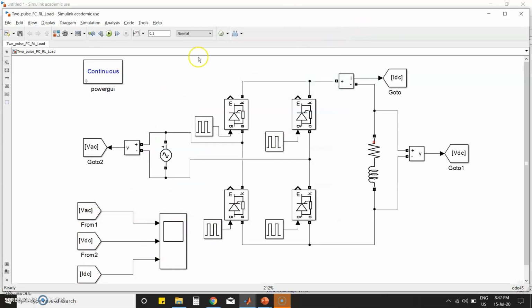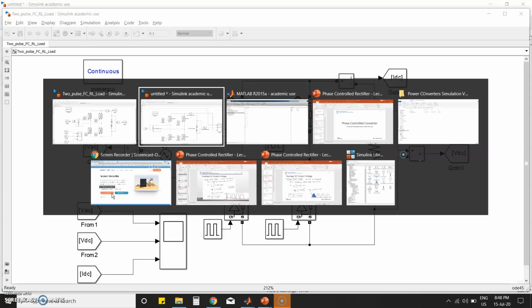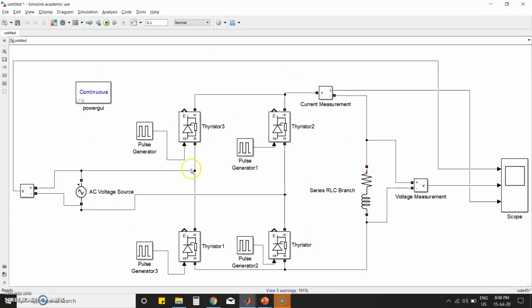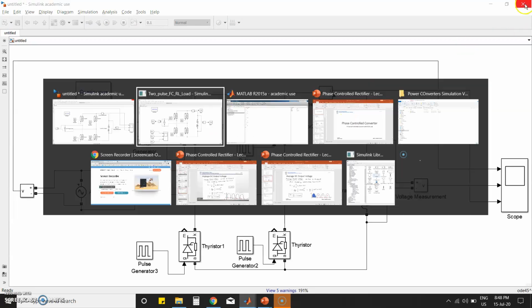What is the difference is using two blocks, namely the From block and the Goto block. What these two blocks do is get the connection from one point. From here we are giving the voltage waveform to Goto VAC, and here it is getting the waveform from VAC. That is called the Goto and From block. By using this you can avoid clumsy simulation like this.